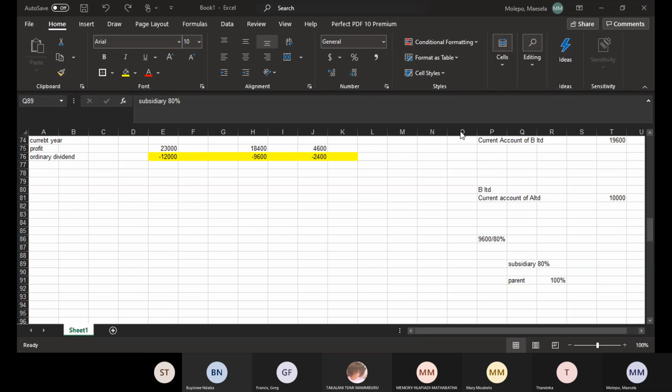Most of the marks will be sitting on the pro forma journal. Normally when they do the consolidations, you are required to, A, draft the pro forma journals, B, draft the statement of profit and loss, C, draft the statement of changes in equity, and then D, do the balance sheet. So the marks will be more on your pro forma journal. If you know how to eliminate things, then you'll be sorted.